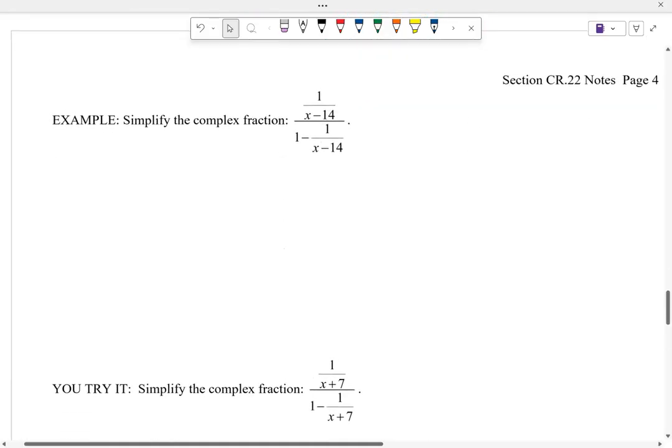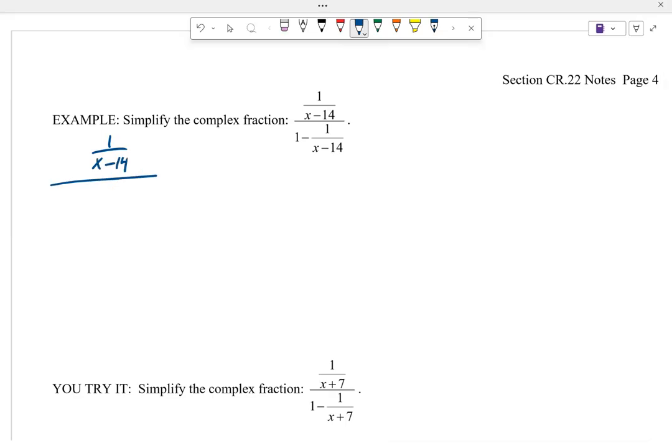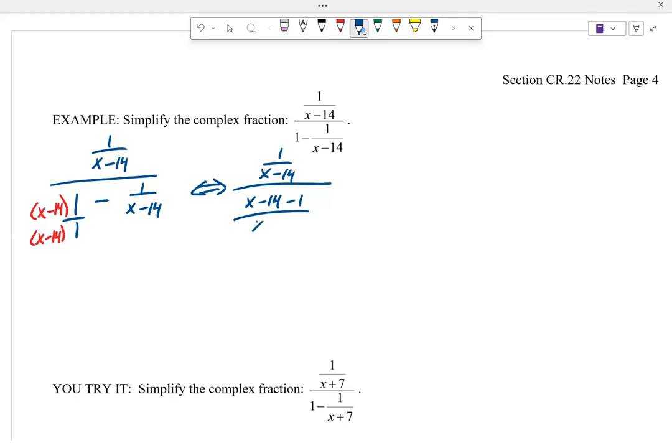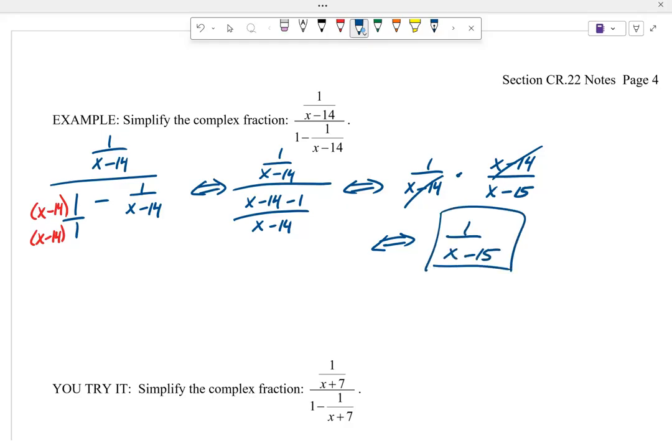Here we've got a fraction on the top. That one's okay. We like that. 1 over x minus 14, already a fraction. Here we've got a fraction. So I got to give this a common denominator. So we got x minus 14 minus 1 all over that x minus 14. So now I got a fraction over a fraction. 1 over x minus 14 multiplied by the reciprocal, x minus 14 over x minus 15. Notice the x minus 14's cancel, so we just end up with 1 over x minus 15 on this one.